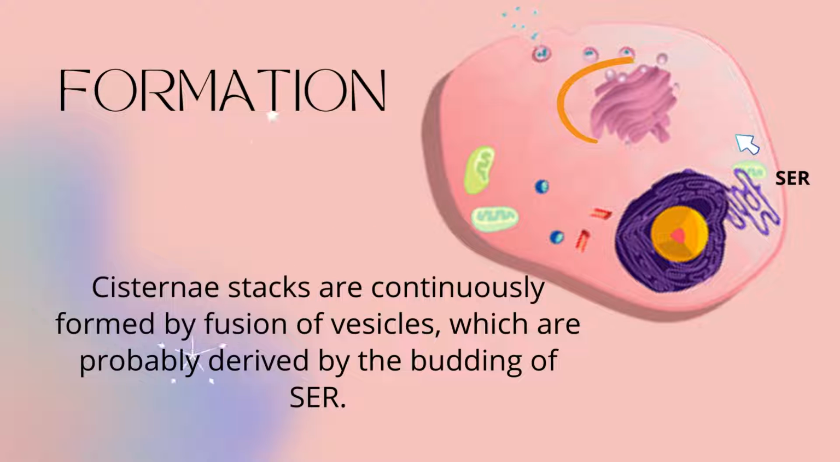Formation. Basically, Golgi apparatus is formed from endoplasmic reticulum. From smooth endoplasmic reticulum, these membranes or cisternae are continuously formed by fusion of vesicles, which are probably derived by the budding of smooth endoplasmic reticulum. As you can see here, from smooth endoplasmic reticulum, these vesicles are budded off and they stack themselves to form the structure called Golgi apparatus.